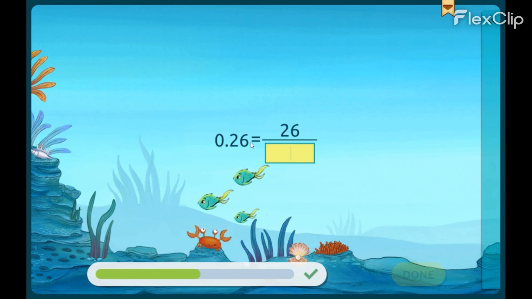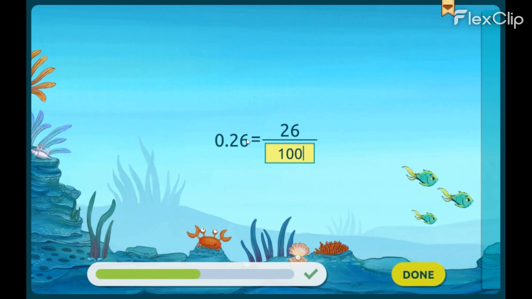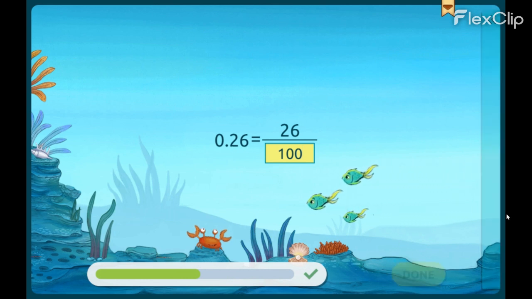The decimal needs to be converted into a fraction. The denominator is missing. It needs to be 10, 100, or 1000. We are counting the number of digits after the decimal point, 1, 2. And it will correspond to 100. That's correct. 2 zeros, 2 seats.